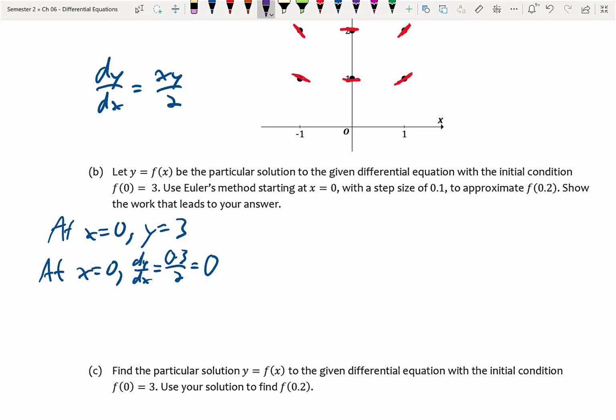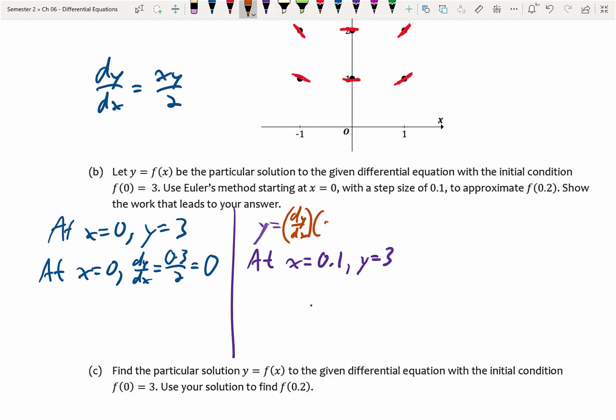So that is the next little step. At x equals 0.1, which is 0.1 over, we are still at y equals 3. Now, I knew that. I'm going to slide this down a little bit. I knew that because the dy dx was 0. So what I was kind of doing is I was going to say y is equal to my dy dx times the step size plus my initial y value.